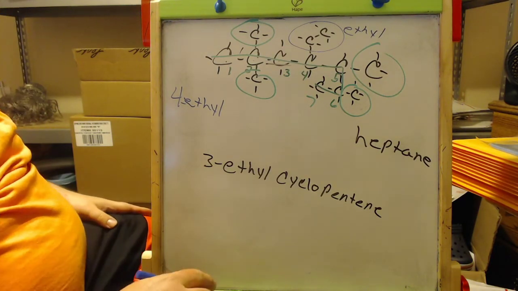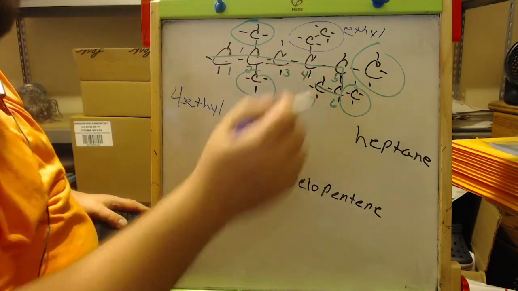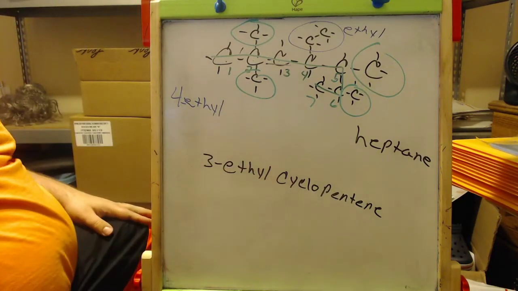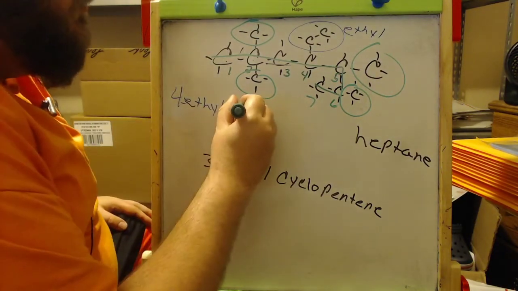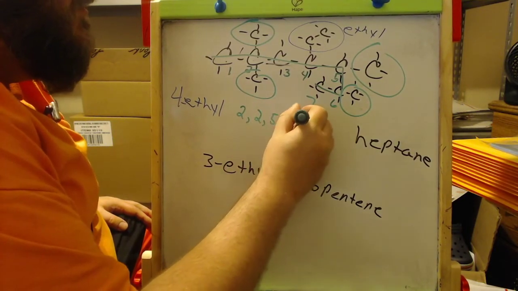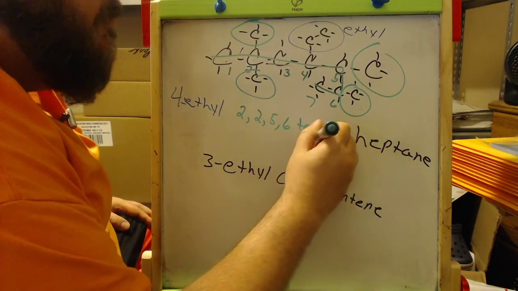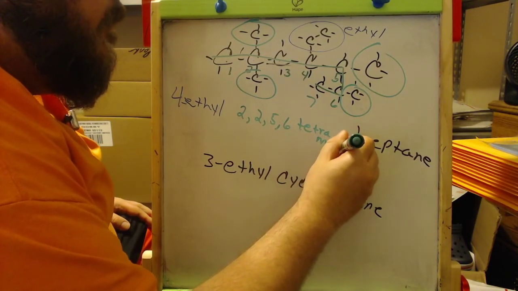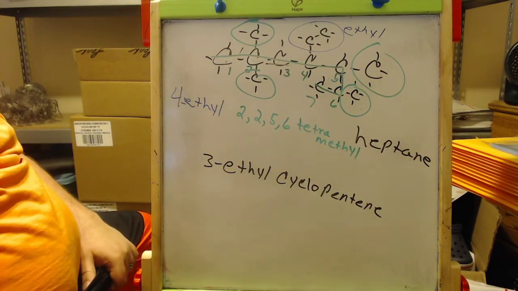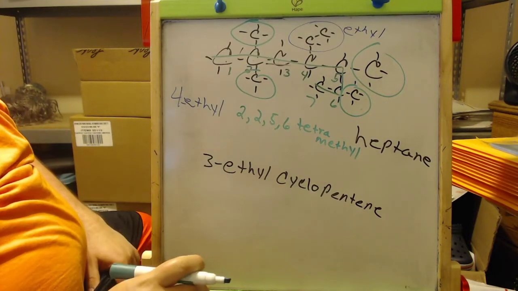Then what do we have? 2, 2, 5, and 6 have methyl groups on it. So 2, 2, 5, 6, tetra. Tetra means 4. Tetramethyl heptane. So if I break this down, it's telling me that on the 4th carbon I have an ethyl group.